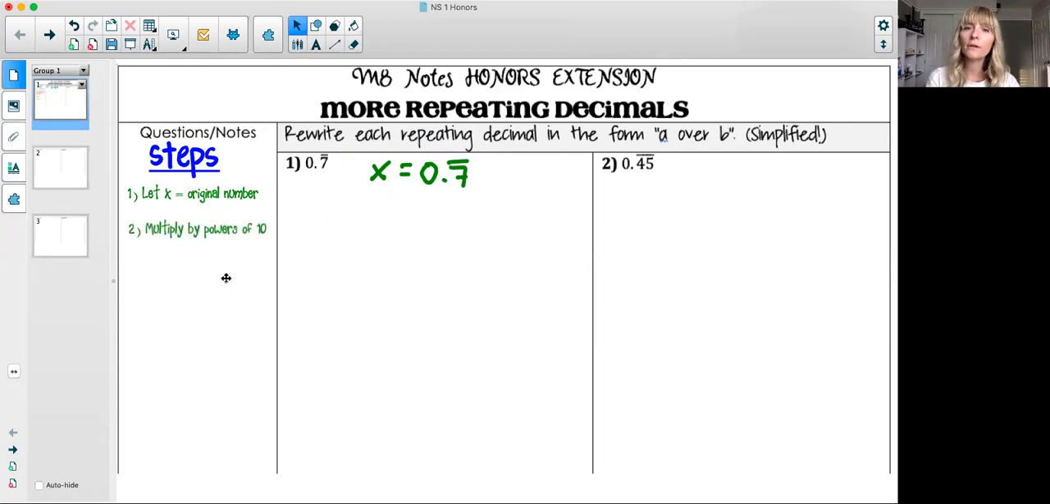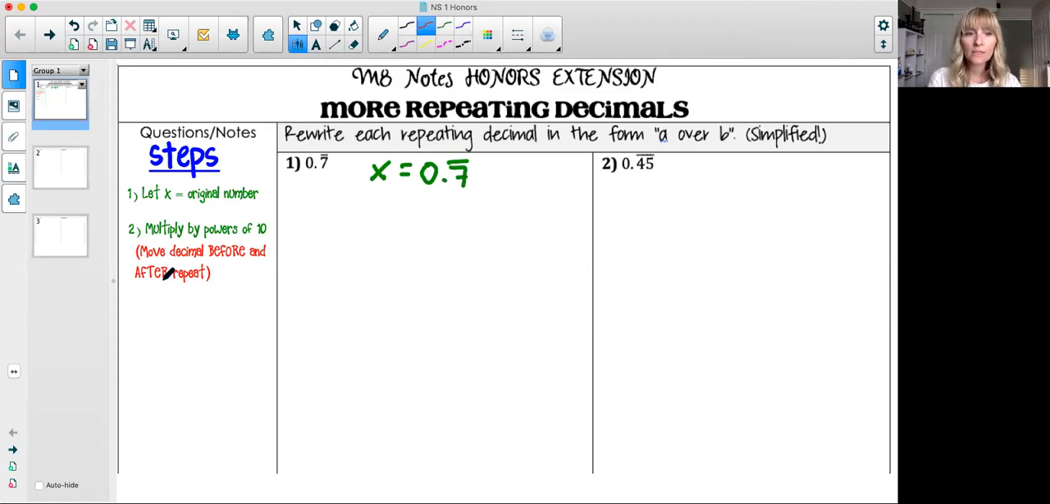Step number 2, we are going to now multiply by a power of 10. Sometimes you only do it once, sometimes you do it twice. But you have to multiply by powers of 10 in order to get the decimal both before the repeat and after the repeat. And I usually start with this one, and I'll show you why. Right now, the decimal is happening before the tenths place, which is precisely where this starts repeating. If I want that to move so that it's after the repeating place, I just need to multiply by 10.